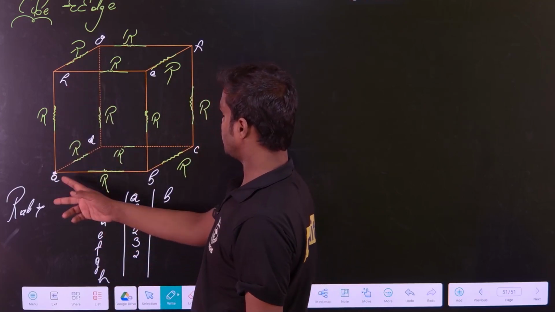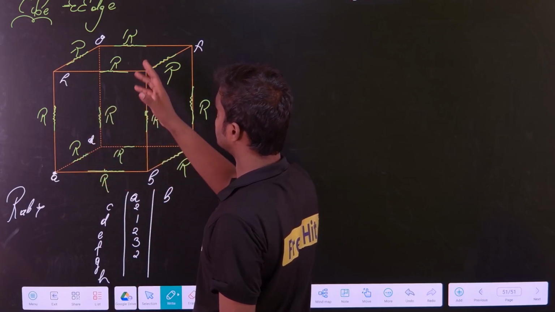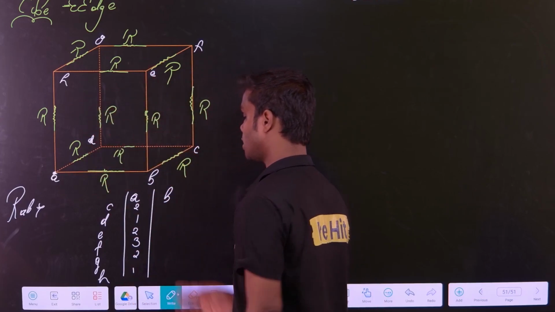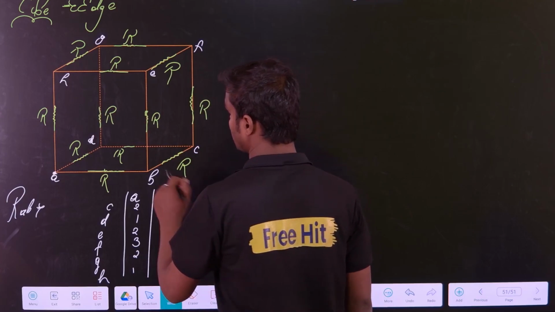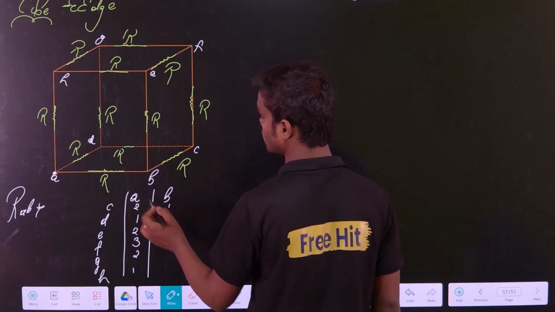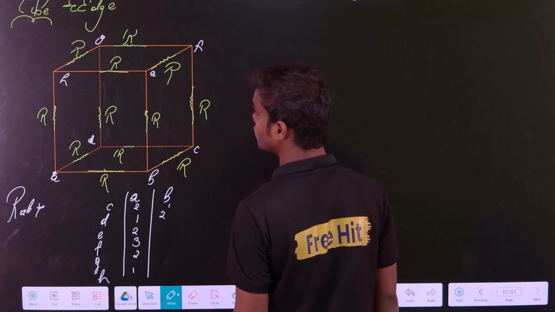A to H, what is A to H? How many resistances will you take? That is 1 resistance. Now just do it for B also. Now this is my B, B to C, 1 resistance. B to D, how many resistances? 2 resistances. Correct.